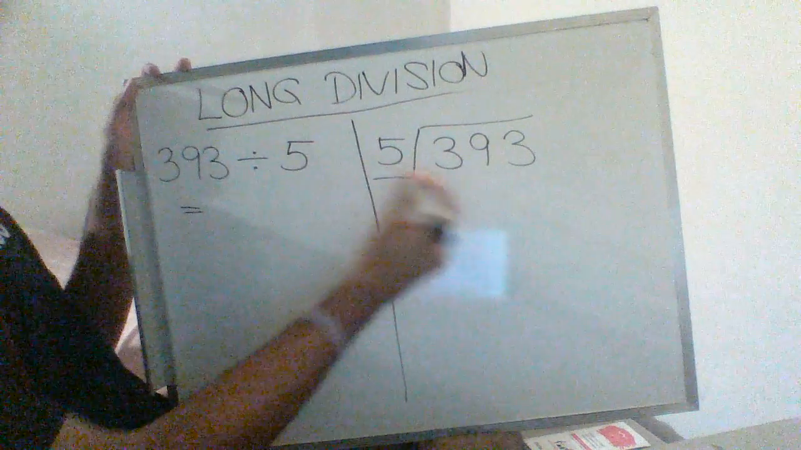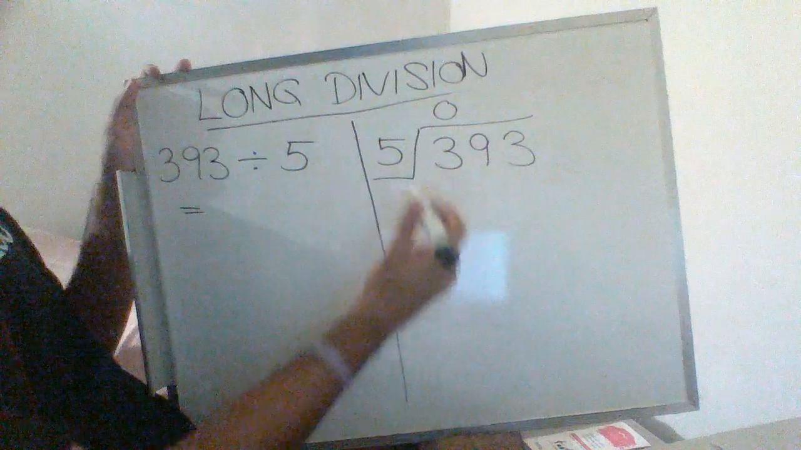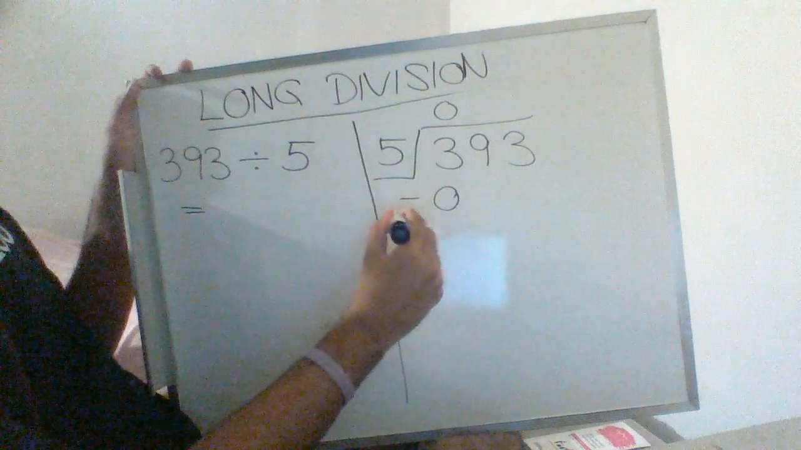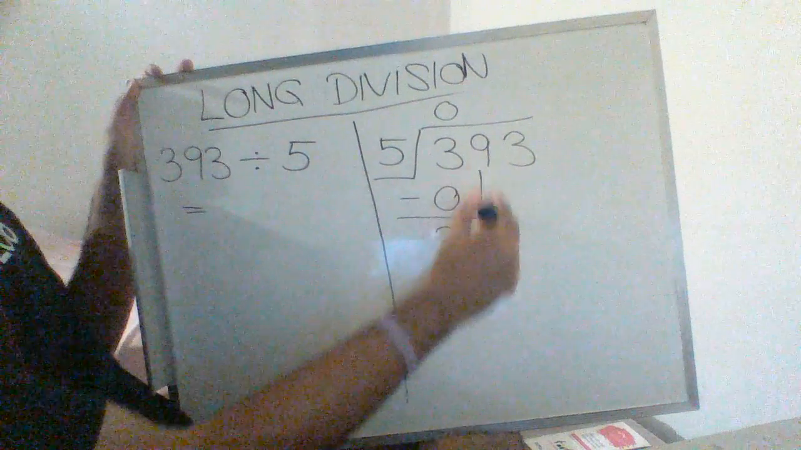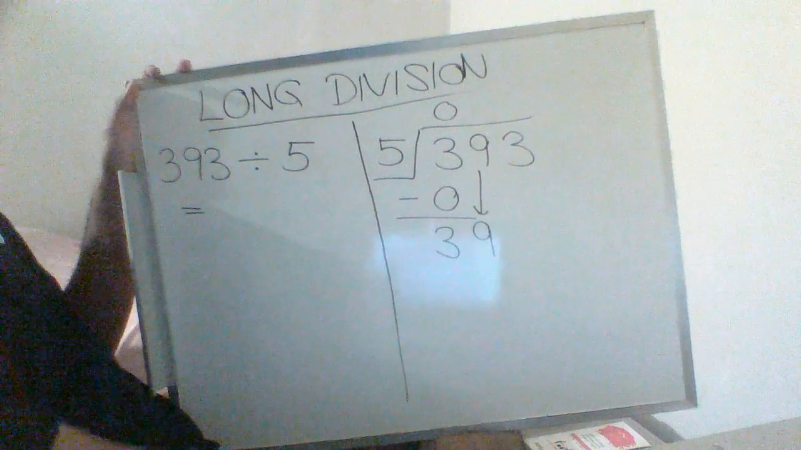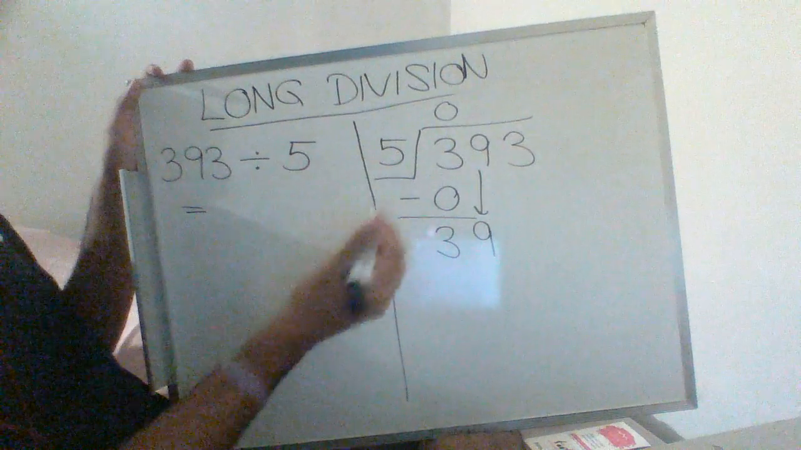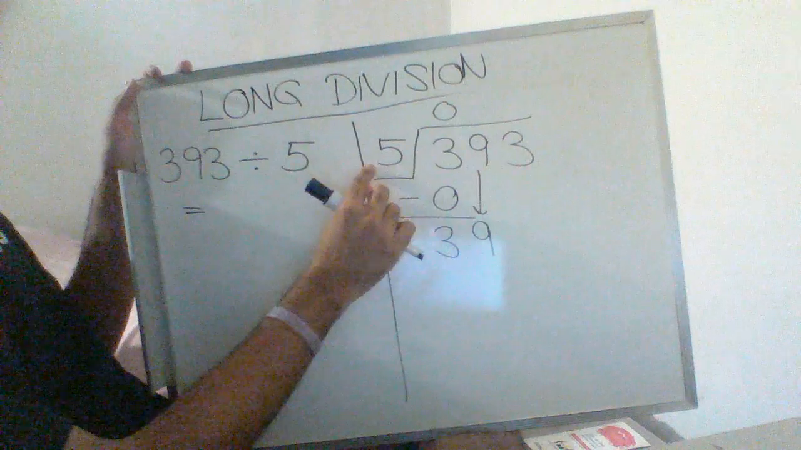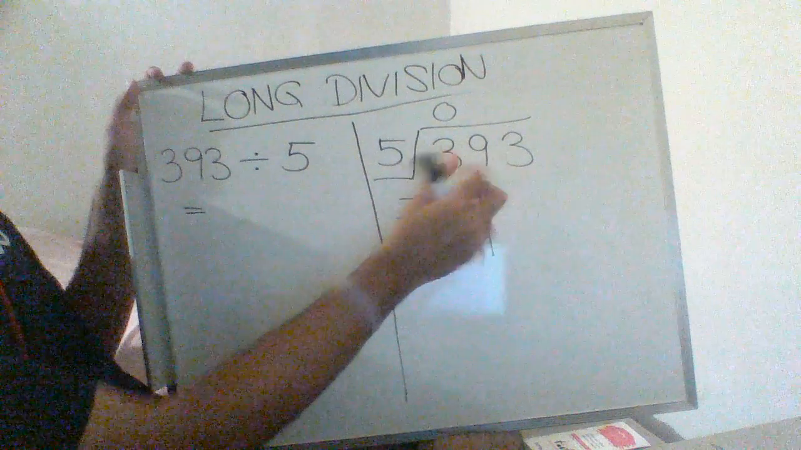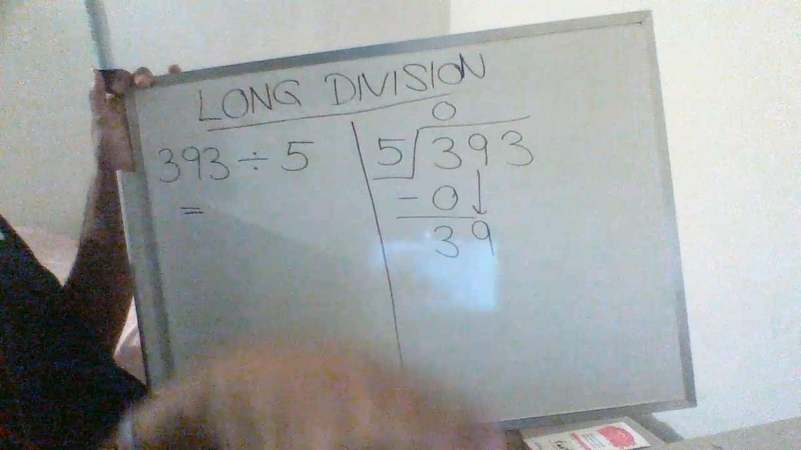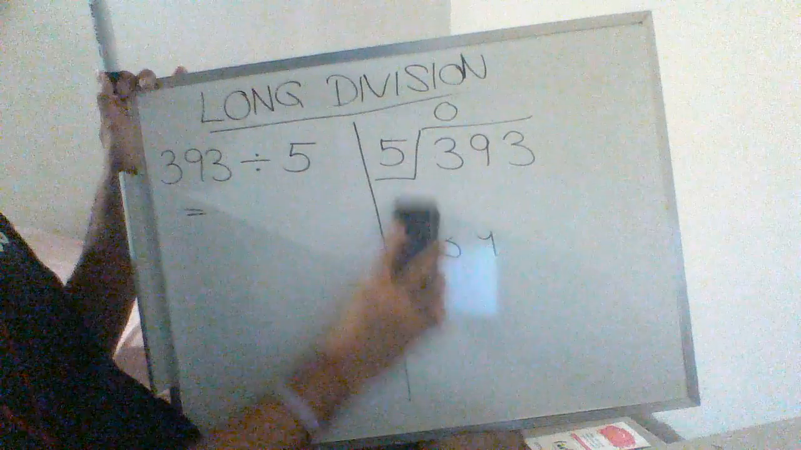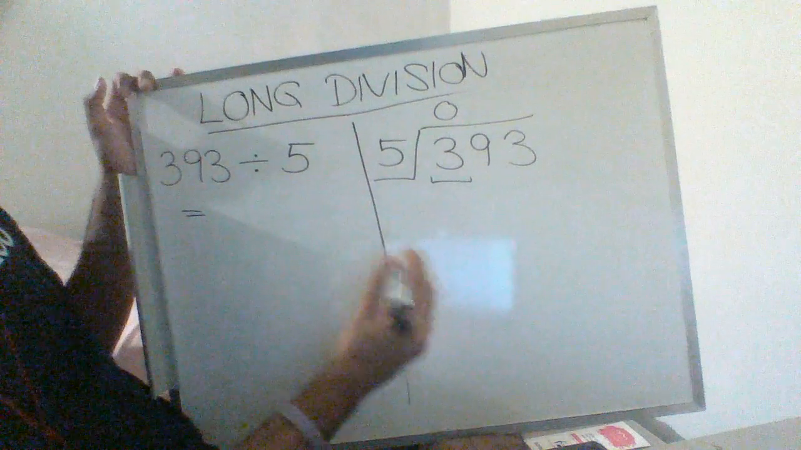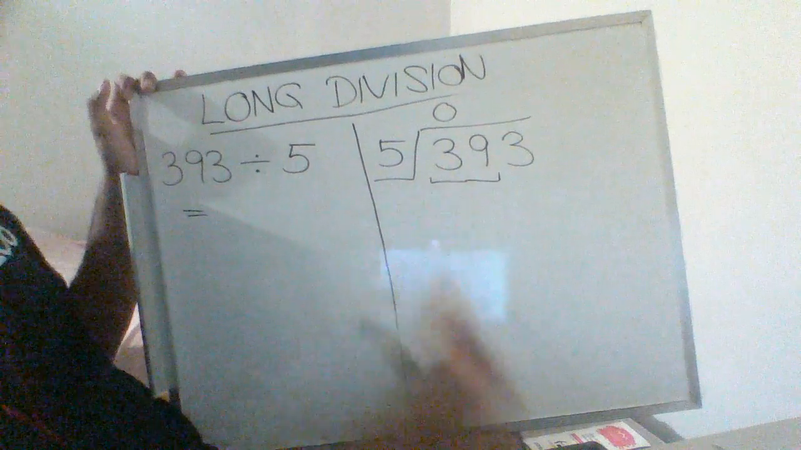Now you'll notice, if I say 0 times, I put a 0 up there, I do 5 times 0 is 0, I put a 0 here, I subtract, 3 minus 0 is 3, and I pull down the 9, and now I have a 39. Right? That's a lot of math to just go from asking ourselves how many times does 5 go into 3, to how many times does 5 go into 39. So basically all we've done is, if it doesn't go into the first number, 5 into 3, if that doesn't work, you just tack on the next number.